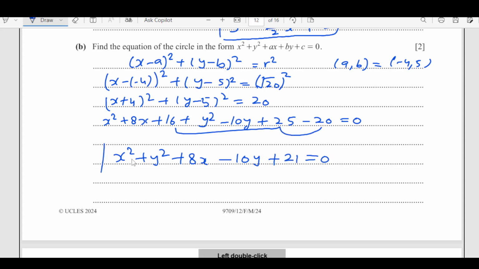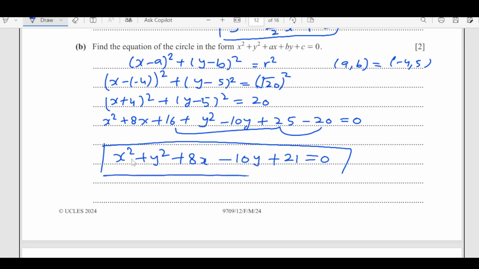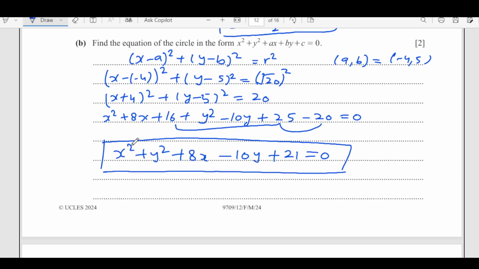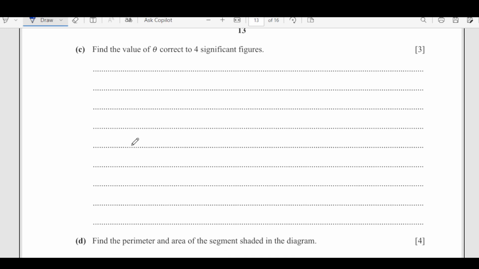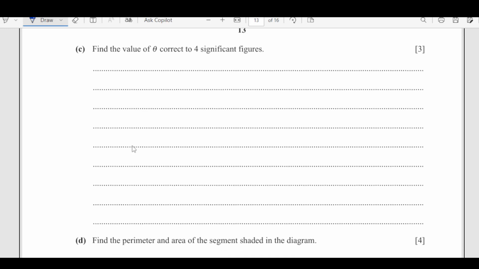So this is our equation of the circle in the given form, whatever was required. Now part C, find the value of theta correct to 4 significant figures. So now we are going to find the value of theta. I am just drawing that triangle over here. This is our theta, which is in radians, and this is square root 20. This is also square root 20. This is point C, and this is point A and B. If we join this like this, right?